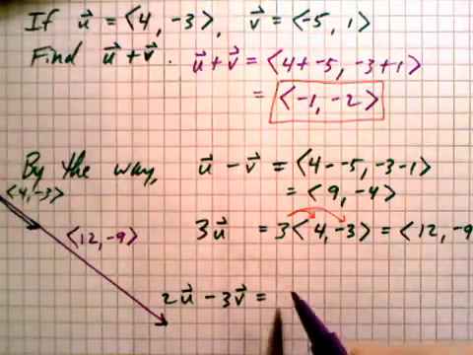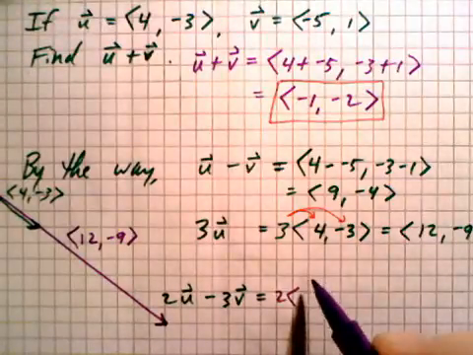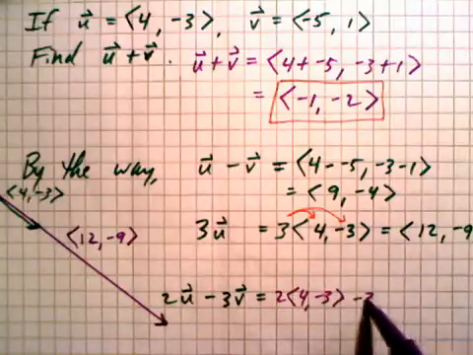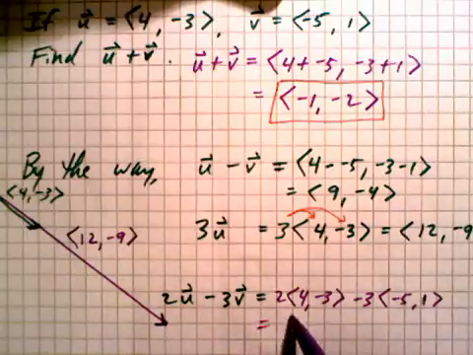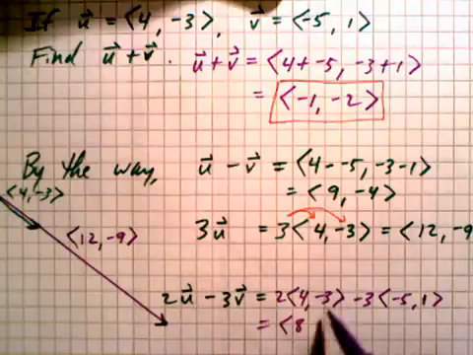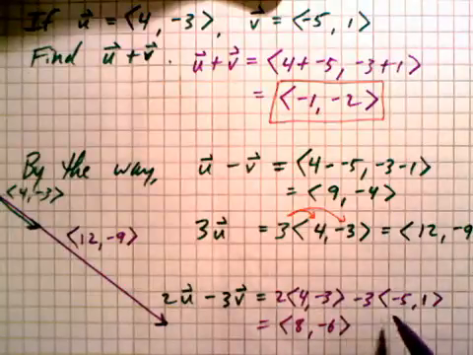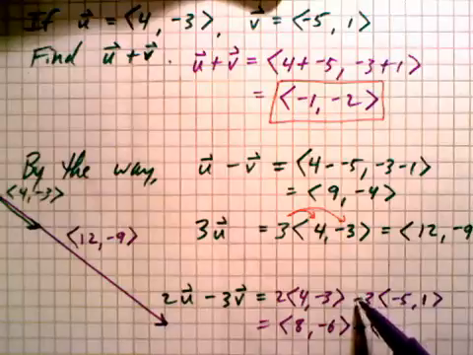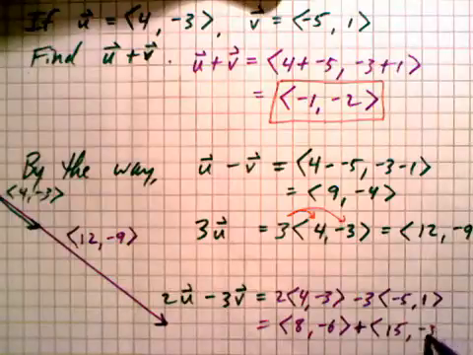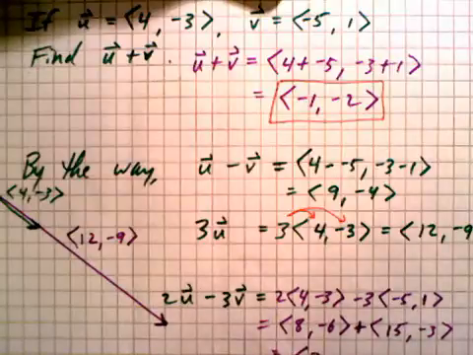Okay, so 2u minus 3v is 2 times u, which is 4, -3, minus 3 times v, and v is -5, 1. So 2 times 4, -3 would be 8, -6. And then I'm going to put plus here and change the sign. So we have -3 times -5 is +15, and -3 times 1 is -3. I like to add better than I like to subtract. And 8 plus 15 is 23. -6 plus -3 is -9.